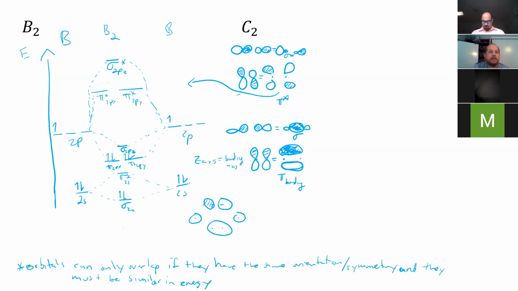I missed something here. I was not paying attention to where my sigma star orbital is. So let me go back here. I'm going to put those electrons back in. Hard to read my own writing, apparently. 1, 2, 3, 4, 5, 6. That makes more sense. Okay, and so you'd fill those electrons in.